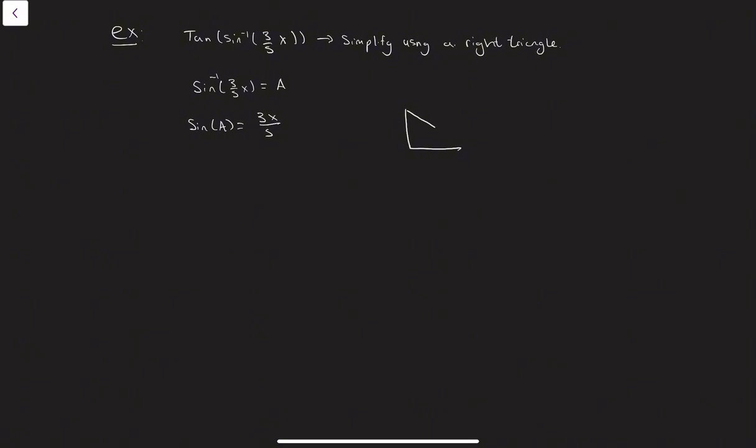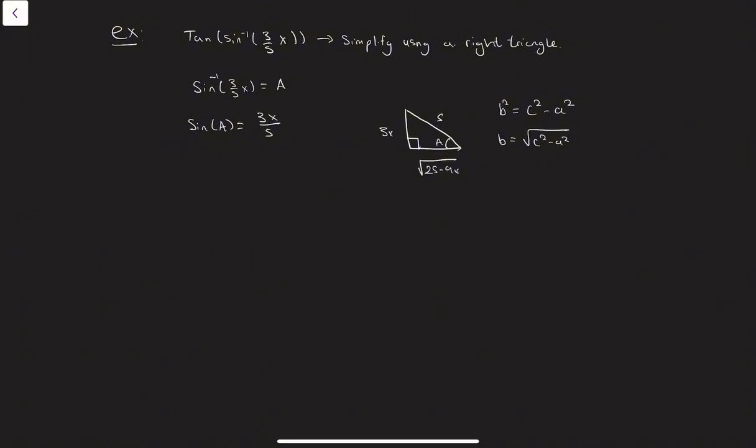But what does sine of a, 3x over 5, really look like on a triangle? If we draw our right angle triangle, with this being our right angle and this being our a value, we can say that the hypotenuse is 5, the opposite side is 3x, and this value right here is just the square root of 25 minus 9x squared, from b squared is equal to c squared minus a squared. And you get b is equal to root c squared minus a squared.